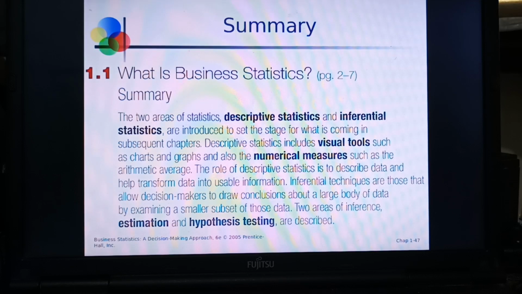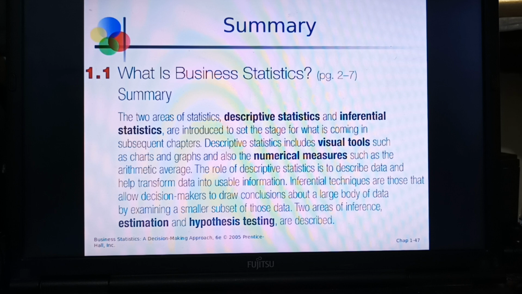Hello class, this is the third lecture for our IS 106. Today we will talk about the second chapter, but before that, let me summarize what we discussed in the first chapter.